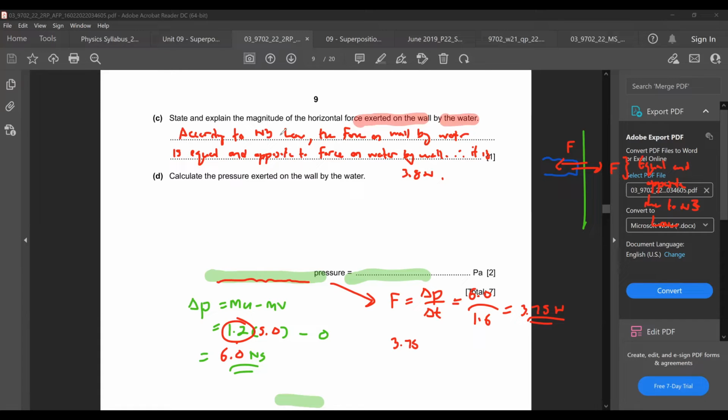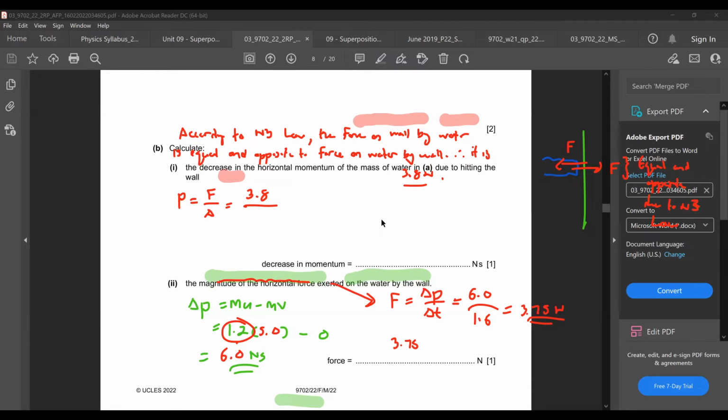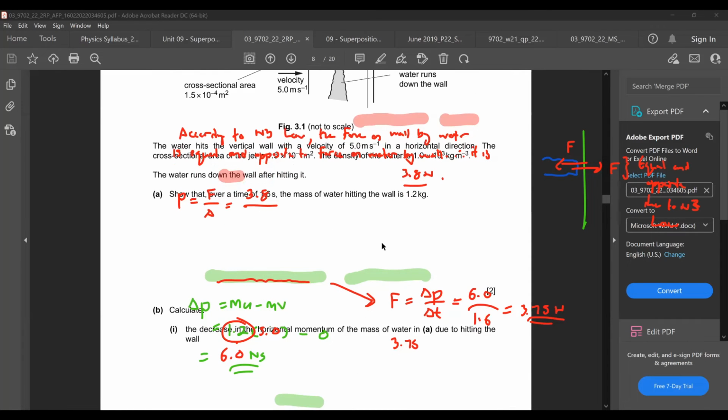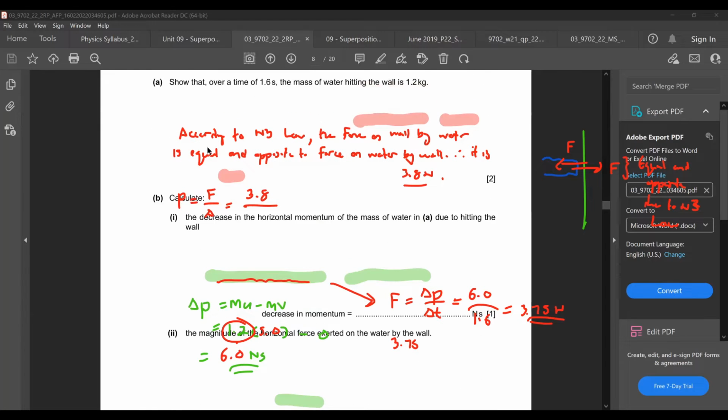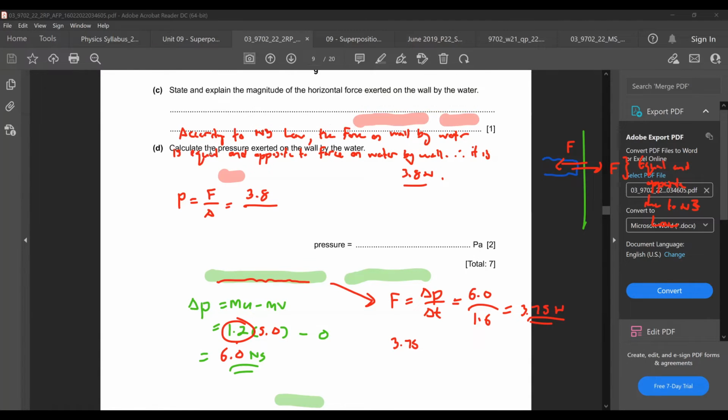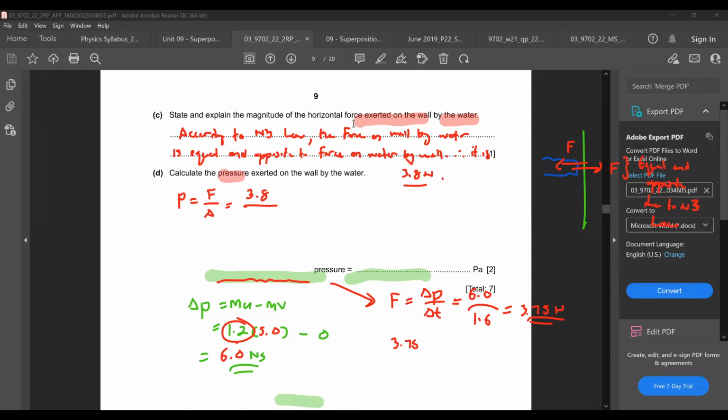Then lastly, they ask you to calculate the pressure exerted by the wall on the water. Pressure is actually just force over area. Your force, you already found it as 3.8. I'm using the marking scheme answer at 2 significant figures. Your area is 1.5 times 10 to the power minus 4. You're going to get a pressure of 2.53 times 10 to the power 4.